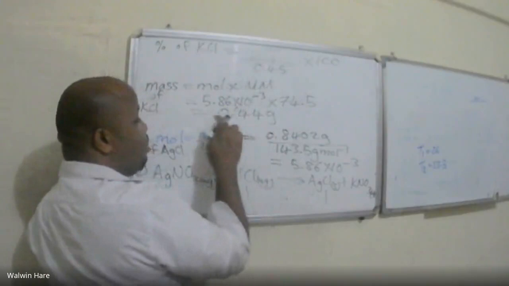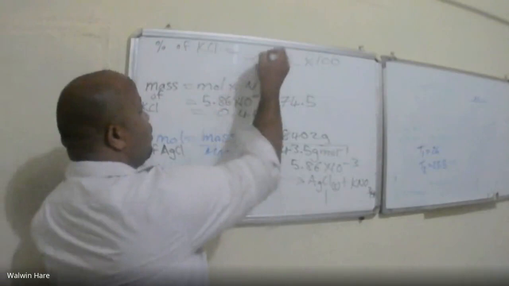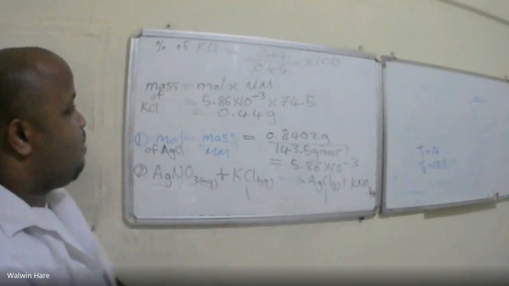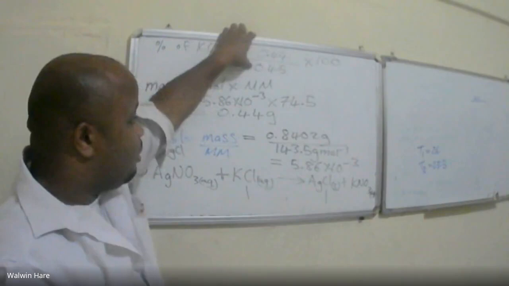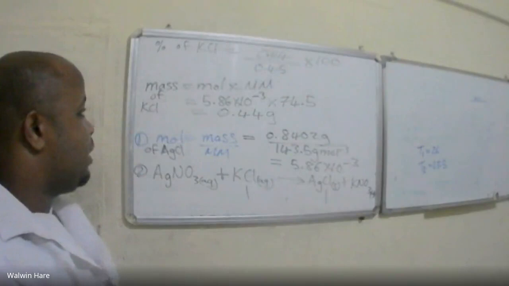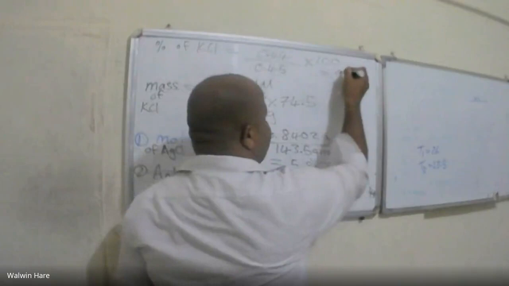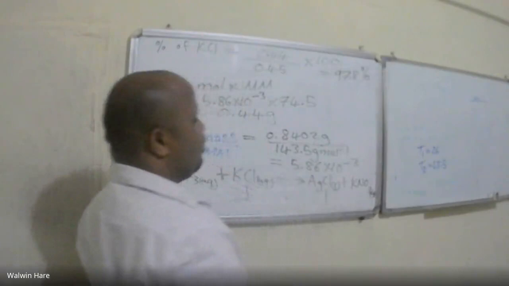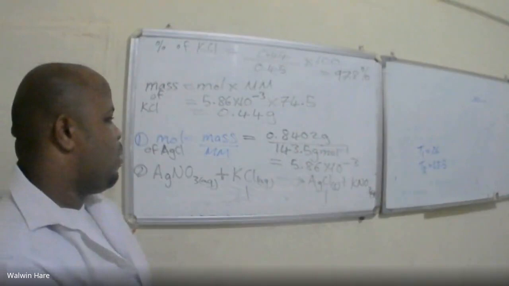So this is the mass of pure potassium chloride. 0.44 gram. That's the mass of potassium chloride that is present in the impure sample. So 0.44 divided by 0.45 times 100, how much do I get? 97.8. All right. So that's the percentage of potassium chloride in the impure sample. Do we have any questions?